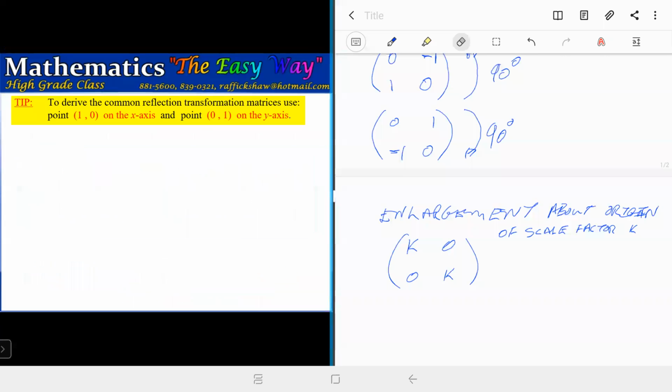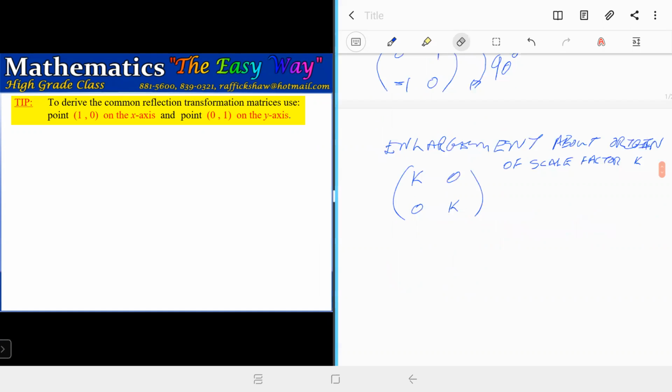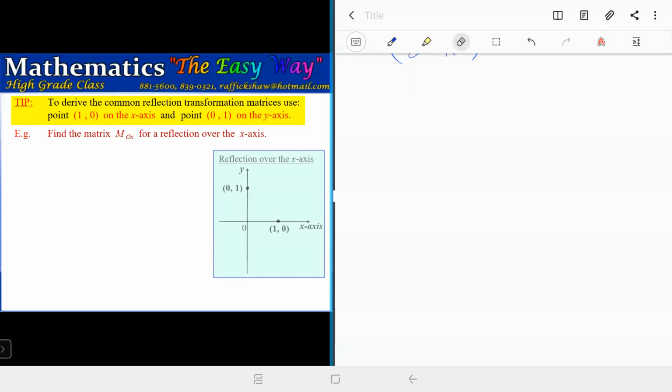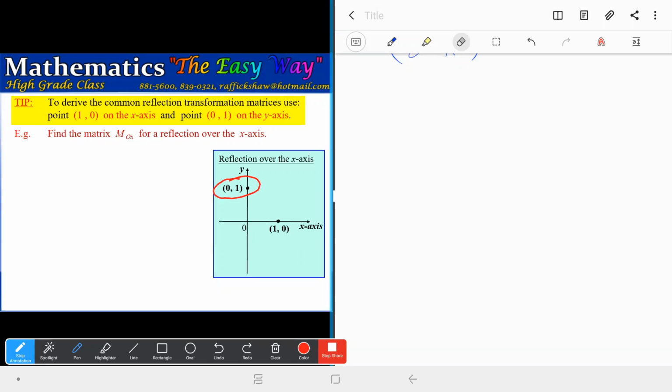Watch this. The way to work it out is to use points where you know what the transformation is. So we use a point 1, 0 on the x-axis, and we use a point 0, 1 on the y-axis, because we know what the result of any transformation of those 2 points will be. So let's say I'm trying to find out the x-axis reflection matrix. I don't know what it is, so I'm going to set it up so I can find it out. As I said, I'm using the point 0, 1 on the y-axis and 1, 0 on the x-axis.